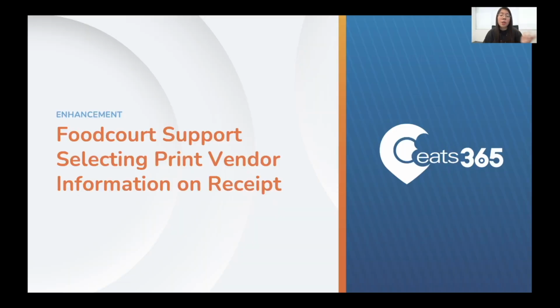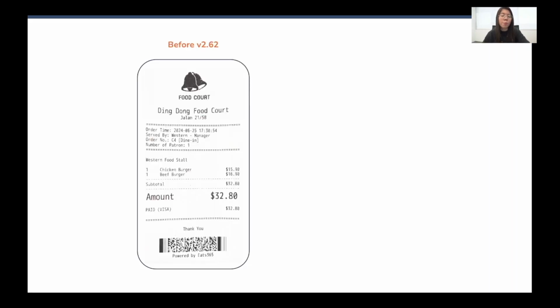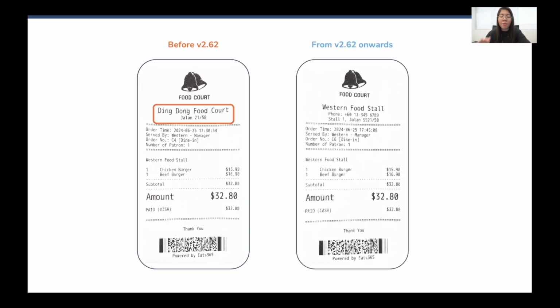Next, let's explore the enhancement we have made for food court restaurants, where you can now choose to print vendor information on receipts. Before version 2.62, you will notice that the receipt displays the food court store name, phone number, and address. However, we understand that some food courts prefer their customers to see the relevant vendor information. Therefore, starting with this version, you have the flexibility to print the vendor's store name, address, and phone number if the POS device is assigned to a vendor.